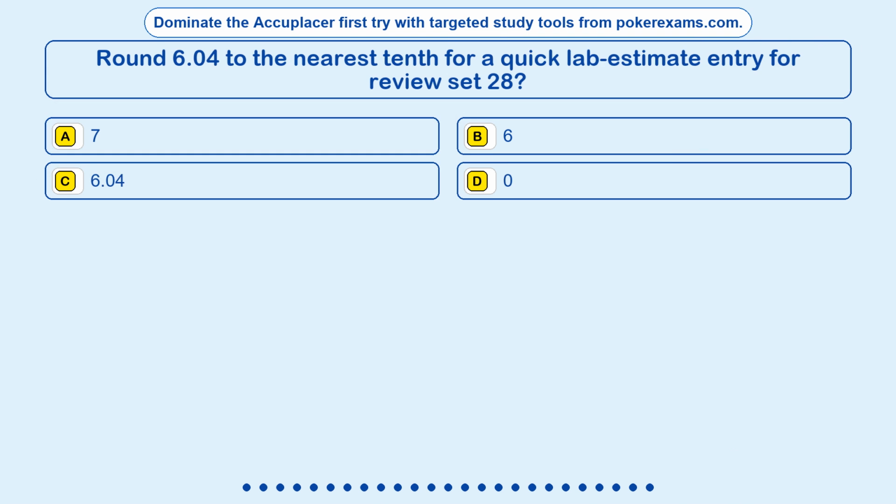Question 3. Round 6.04 to the nearest tenth for a quick lab estimate entry for review set 28. Option A, 7. Option B, 6. Option C, 6.04. Option D, 0.